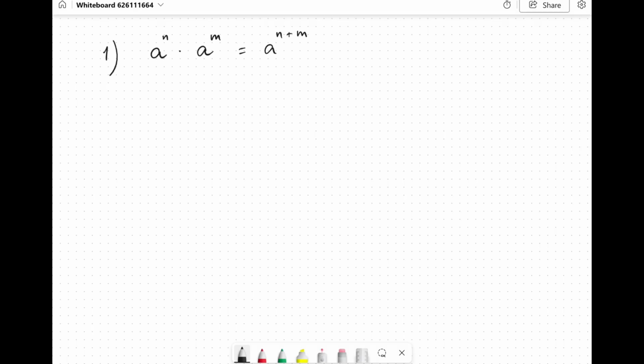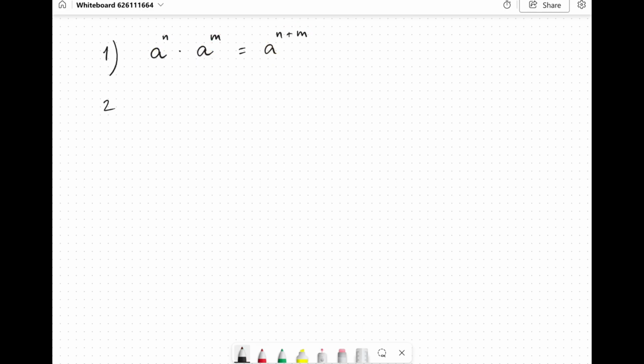This property states that if you're multiplying two of the same bases and each of those bases has an exponent, you keep the base the same, but you add the two original exponents.